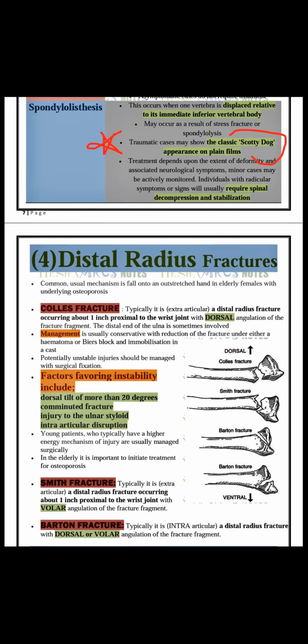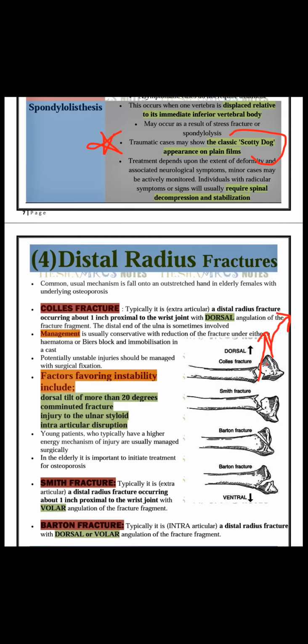Colles fracture is fracture of the distal radius. Here you will have dorsal tilting of the distal fragment. Very important to keep this. In Colles fracture, the distal fragment is dorsally tilted and also radially tilted. Dorsal is above, and radial means lateral tilting.